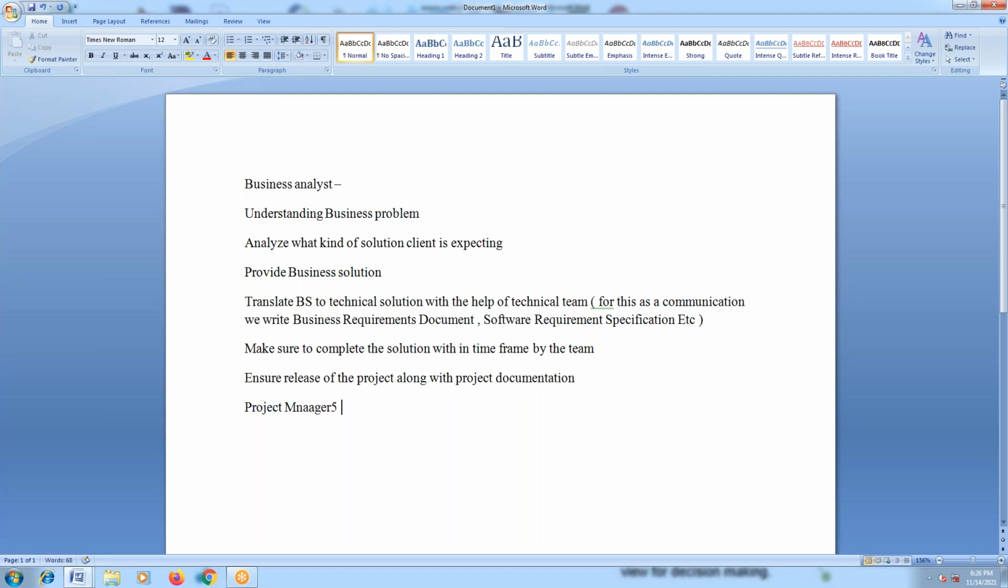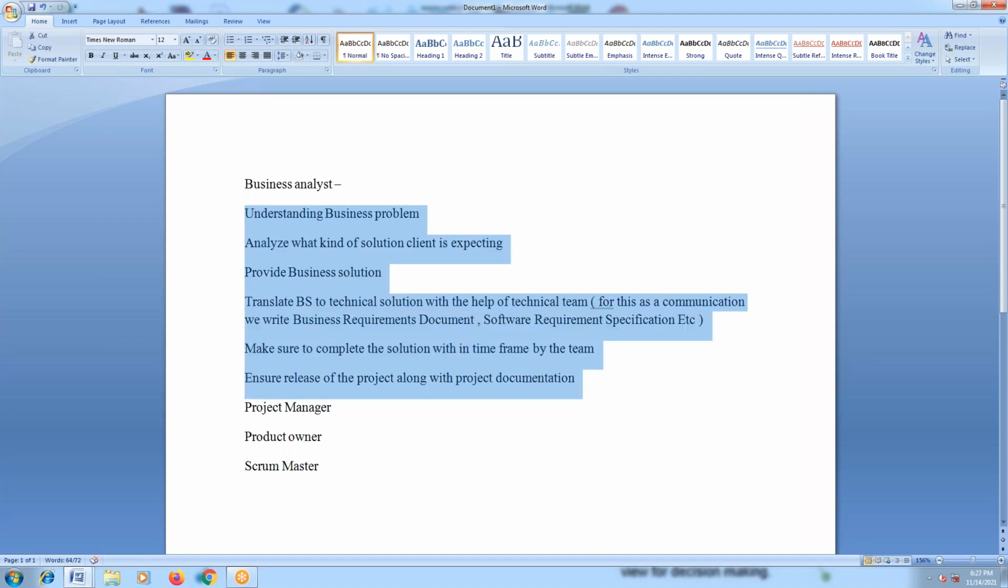So the next is a project manager, as I mentioned earlier. Third is a product owner. Next, a scrum master, right? So these are the four different roles. Now I'll be explaining about the project manager and everything later. Let us understand these in detail now, right?